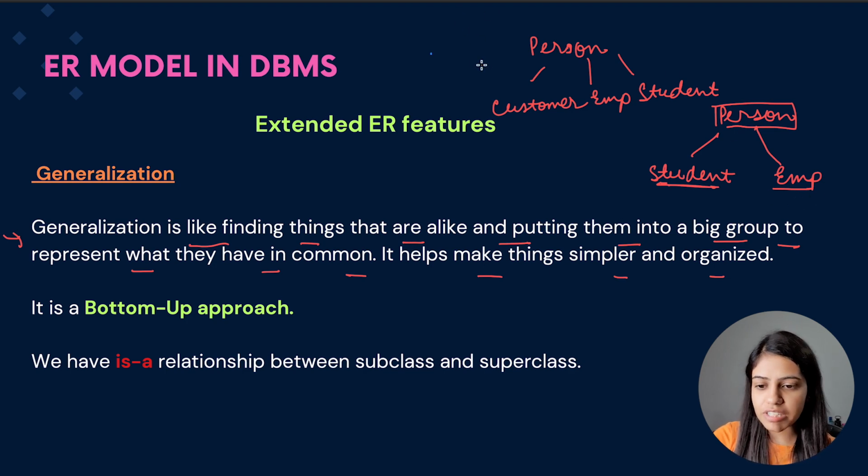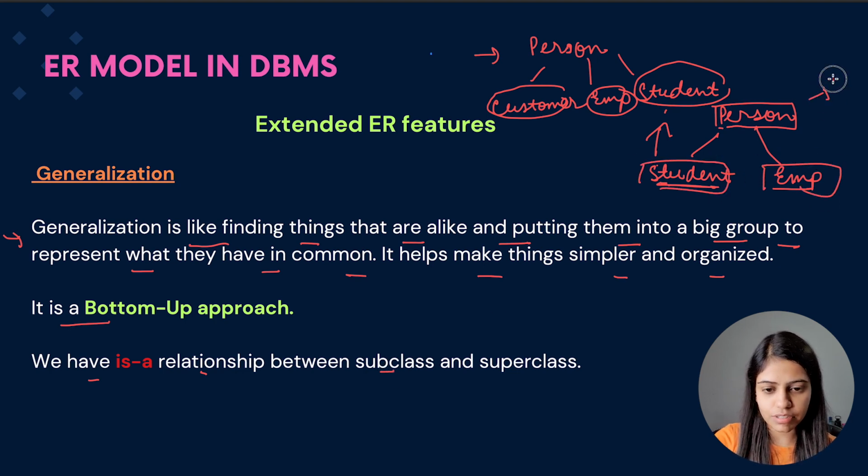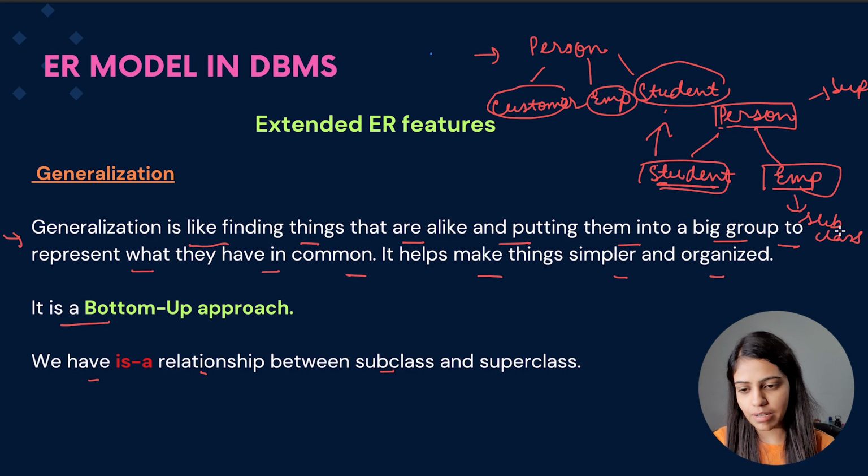So in specialization we were identifying the subgroup entities, and in generalization we are identifying the generalized entity. So it is a bottom-up approach, as student and employee together are forming a person. We have an is-a relationship between the subclass and the superclass. So this is the superclass and this is the subclass. Let's understand from an example.